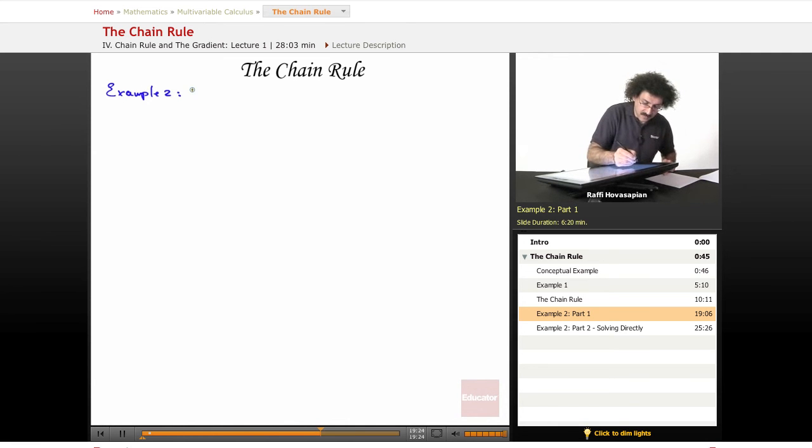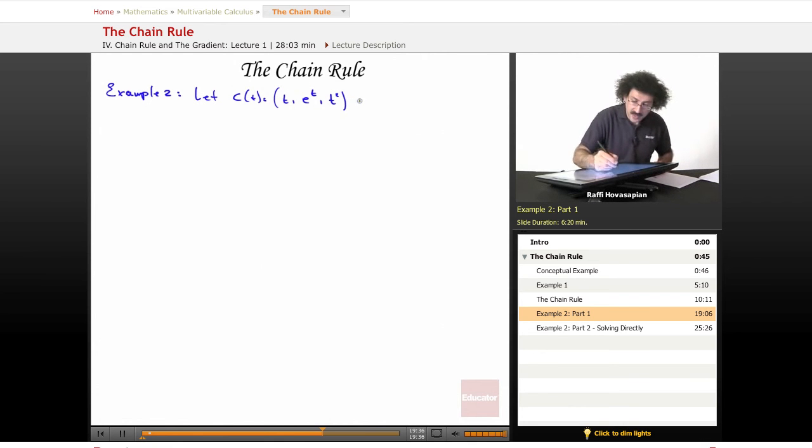Example 2. Now, we will let our curve c of t equal t, e to the t, and t squared, and we'll let our function f of x, y, z, so we're definitely talking about a curve in 3 space and a function of 3 variables, equal x y squared z.